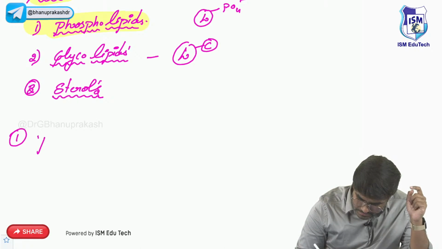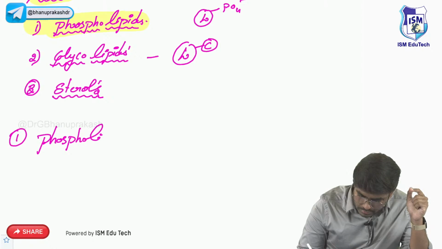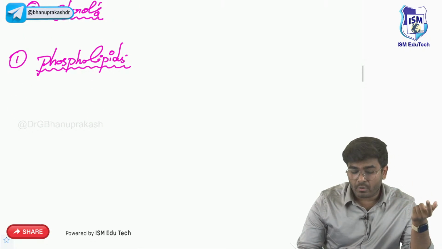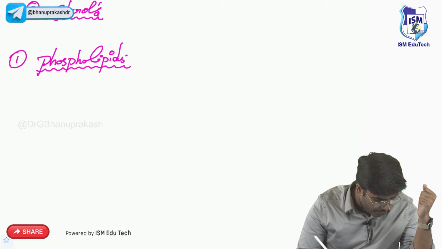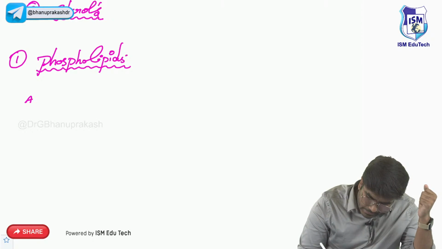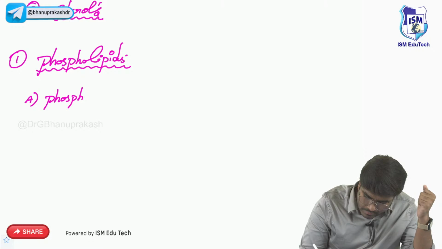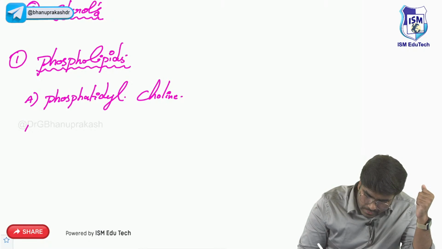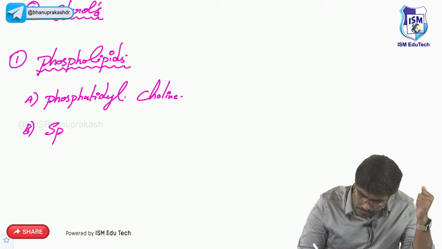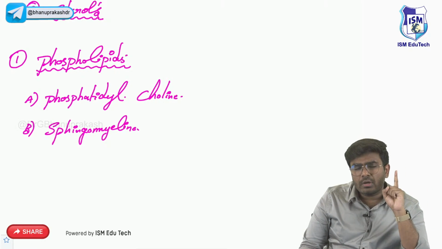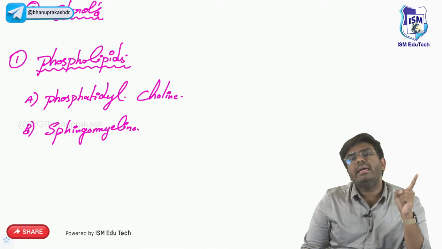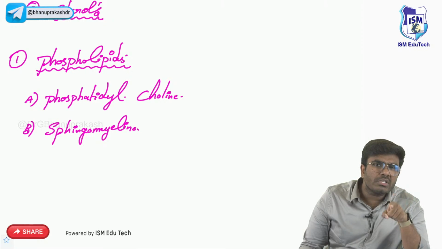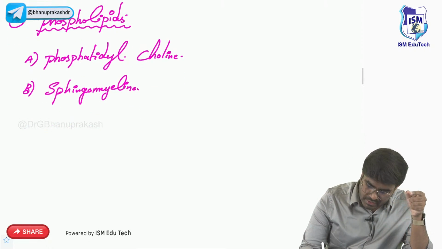First topic is phospholipids and important points which you need to know for your exam. Again, as I have already said, there are different types of phospholipids. The first phospholipid I am talking about is phosphatidylcholine. The next phospholipid which I want you to know is sphingomyelin. If someone asks you whether phosphatidylcholine is a phospholipid, glycolipid, or cholesterol, it's an example of a phospholipid. Sphingomyelin is also an example of a phospholipid.